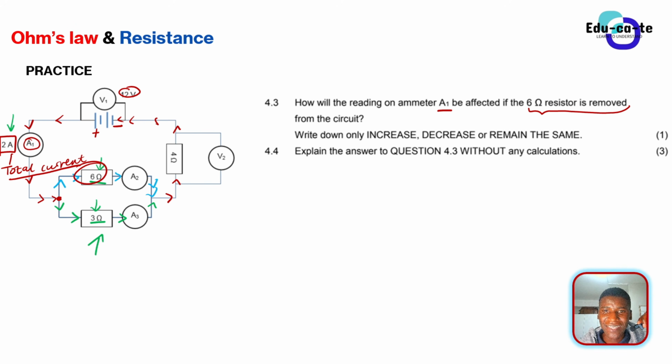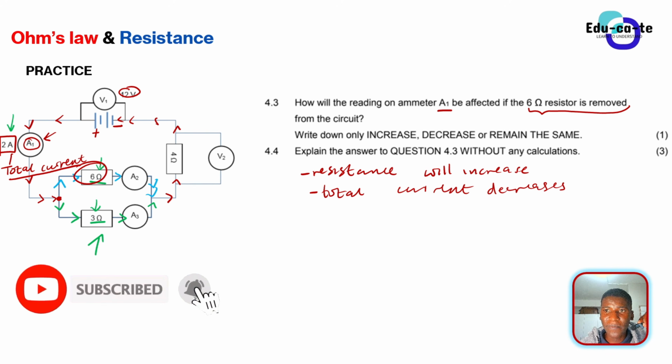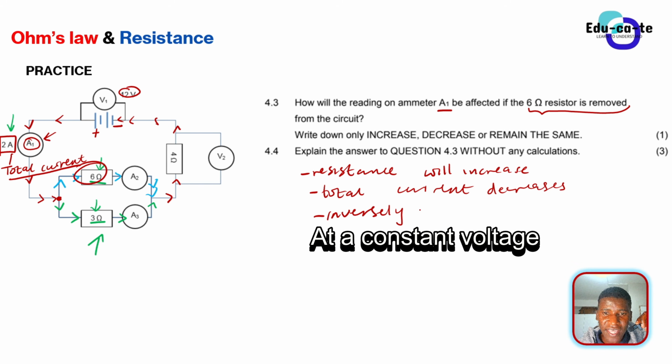So when I'm removing a resistor in parallel, what will happen? First of all, you talk about the resistance. When I'm removing a resistor in parallel, the resistance will increase. And when the resistance increases, since they're asking about the total current, which is the reading on ammeter A1, the total current will decrease. Total current decreases because once resistance is bigger, the total current will be smaller, because they are inversely proportional. That's how you get the 3 marks: 1, 2, 3.